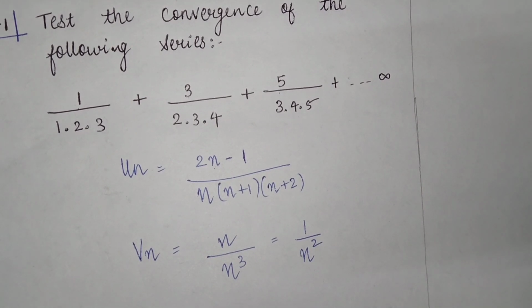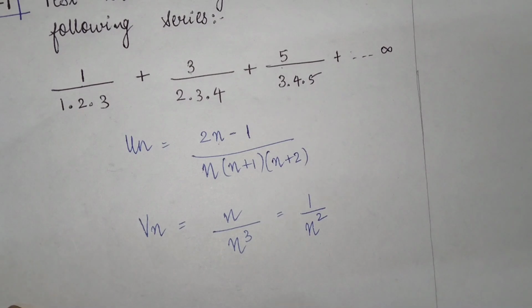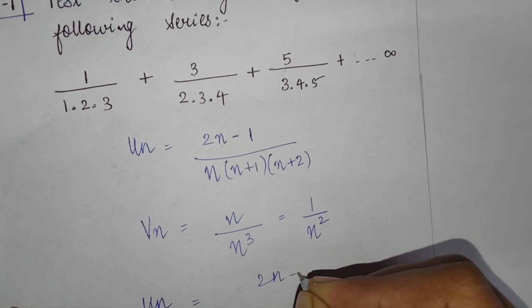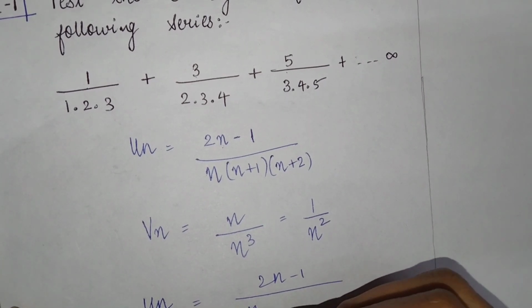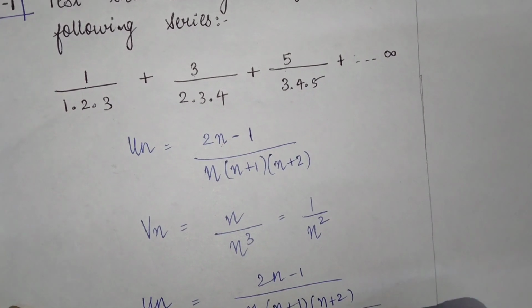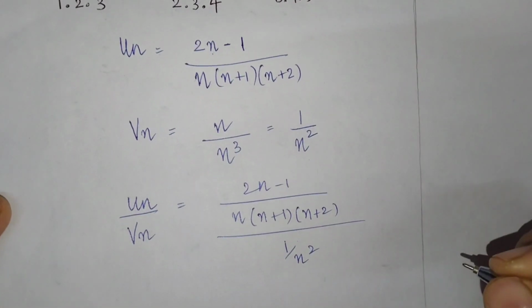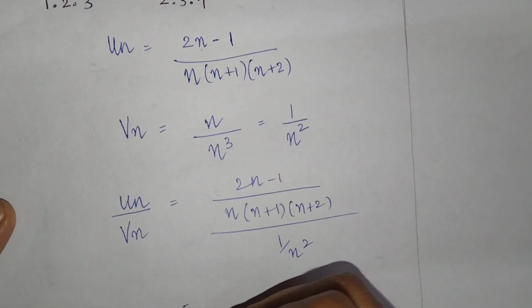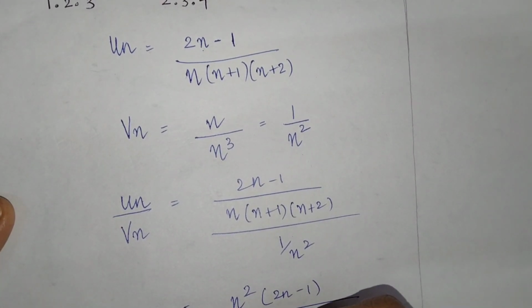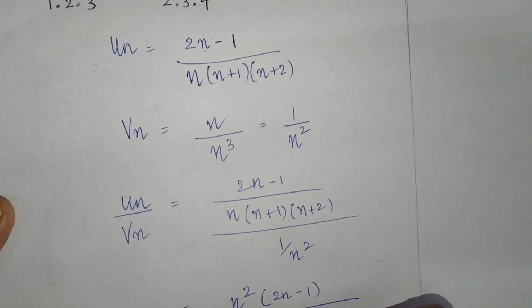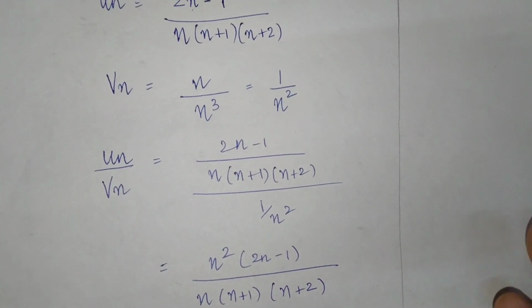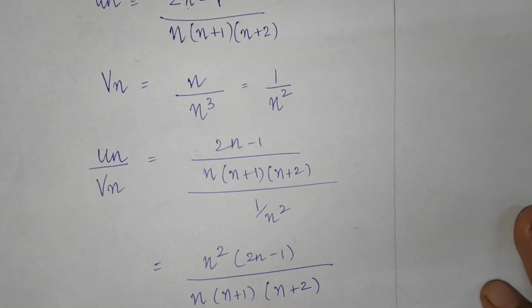So now according to comparison test, if we take the ratio of un by Vn, then we will get 2n minus 1 upon n into n plus 1 into n plus 2 and divided by 1 by n square. So we can rewrite this equation as n square into 2n minus 1 upon n into n plus 1 into n plus 2. Okay?